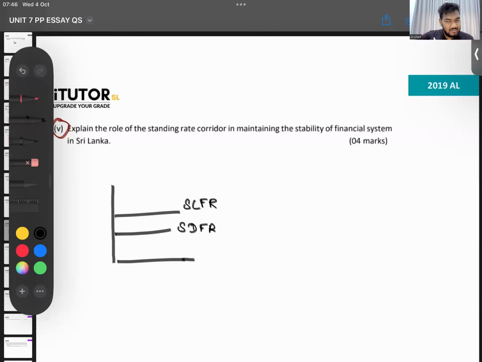Currently, it's at 11% and 12%. Standing lending is at 12, deposit is at 11. These are the current rates. I feel a 100 basis points cut or a 200 basis points cut is coming. Most likely, maybe 100. They might bring it down to 11 and 12.